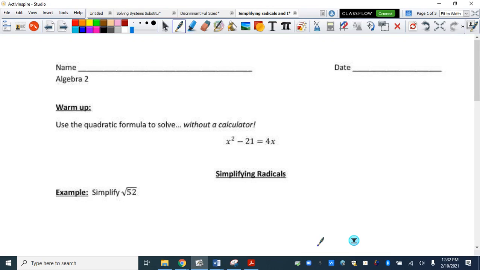Let's start with a warm-up and hopefully you already did this. I want you to do the quadratic formula without a calculator. Now you will be allowed a calculator, but I just want you to be able to understand some things about this formula.